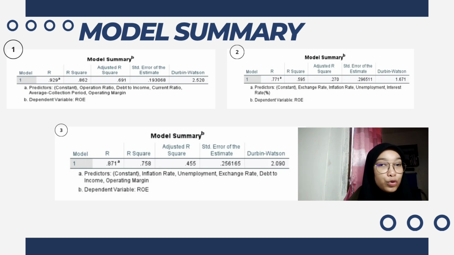And next, we move to the combined model, which includes both internal and external factors. The R square is equal to 0.871 and the adjusted R square is equal to 0.759, the best among the models. This means that combining both types of variables gives the most accurate prediction of ROE.